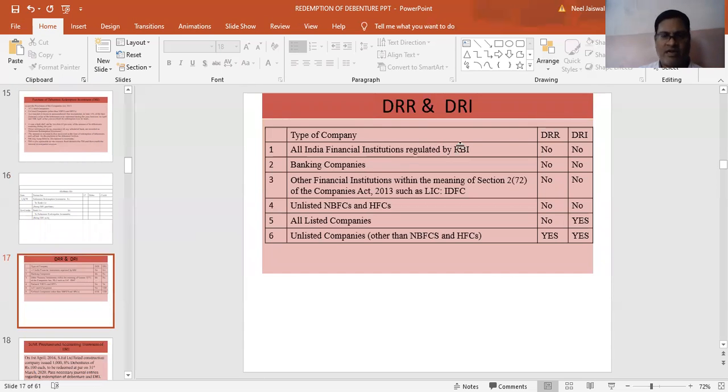That we know. Which company requires to make DRI? See, all these companies do not require. Now, all listed companies, they require to make DRI, and unlisted companies have to make DRI. And listed companies do not have to make DRR also, but they have to make DRI. Debenture redemption investment, they have to be there.